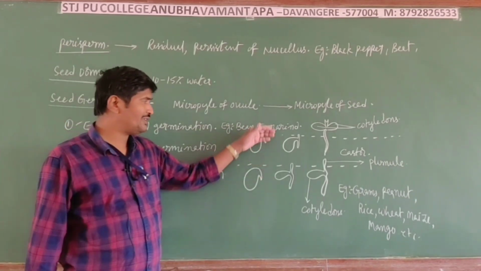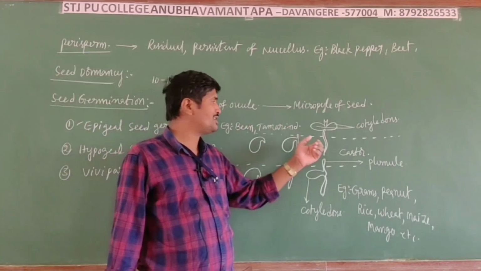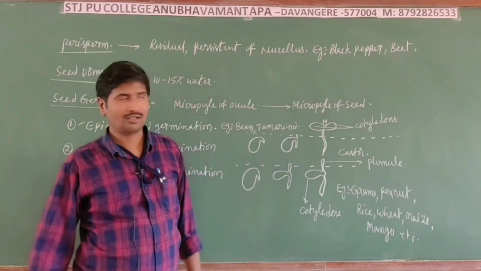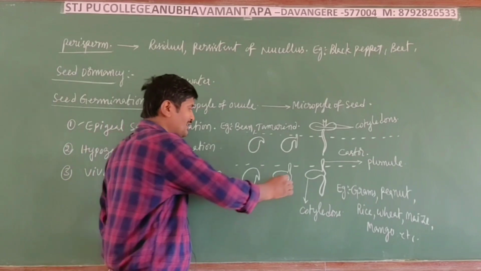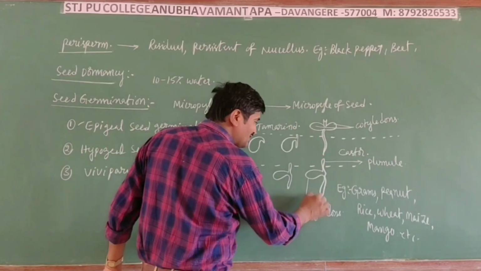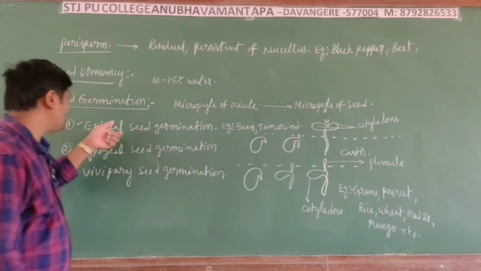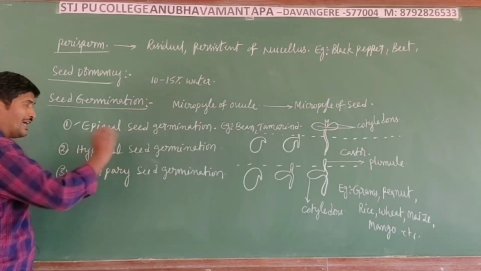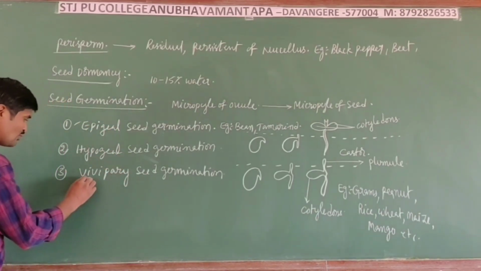What is the main difference here? During seed germination, here the cotyledons come above the ground level. Here the cotyledons remain underground. That is the main difference between epigeal seed germination and hypogeal seed germination.